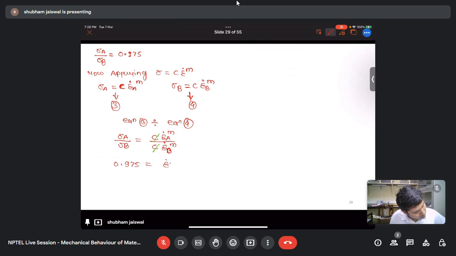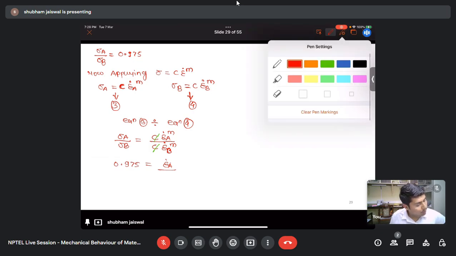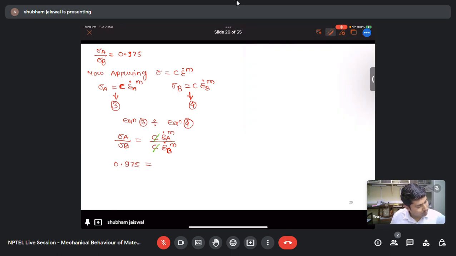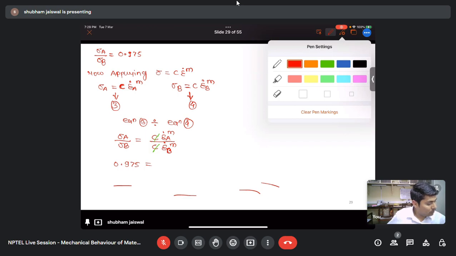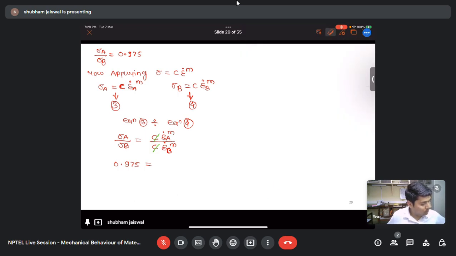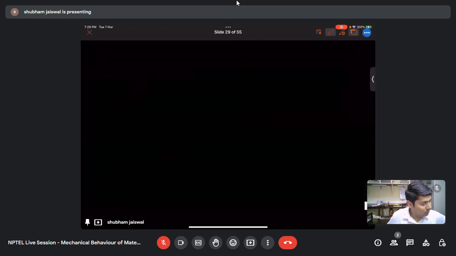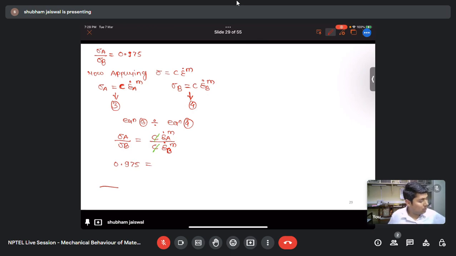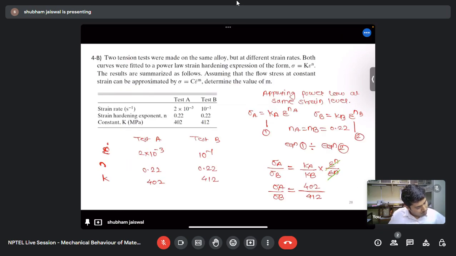epsilon dot A upon epsilon dot B, to the power m. So let me put the value of epsilon dot A and epsilon dot B. So here epsilon dot A is 2 into 10 to the power minus 3, and epsilon dot B is 10 to the power minus 1. So let me write down.